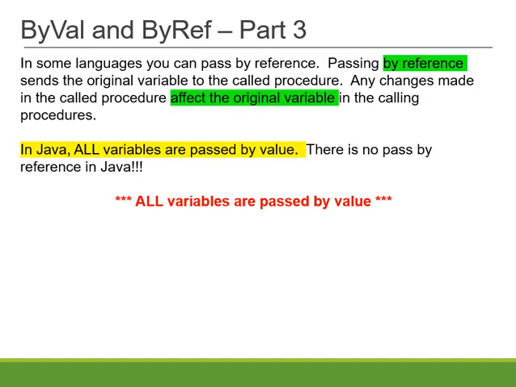In Java, all variables are passed by value. Java does not have a pass by reference.